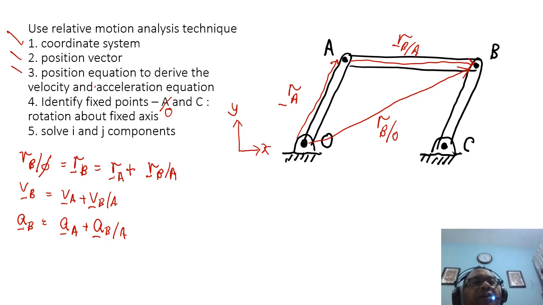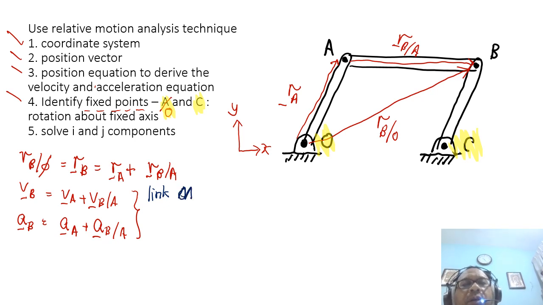Then we identify the fixed points. What are the fixed points? The fixed points are point O and point C. Point O and point C are the fixed points. So for point O, point A is rotating about, so I can write down here, using a different color, link OA rotates about O.